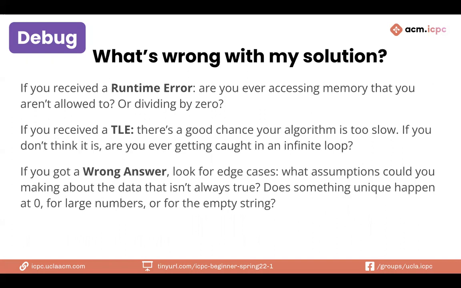We kind of talked about these, but if you get a runtime error, you might also be accessing memory that you're not allowed to, such as indexes of an array or a vector outside of its defined length. Maybe you're dividing by 0 somewhere accidentally, which could happen if you're dividing by a variable which gets set to different values. If you have a time limit error, you might also just be caught in an infinite loop somewhere. So make sure that you're debugging and checking that everything is running as you expect it. And if you get a wrong answer, as I said, check for edge cases, things out of the ordinary.